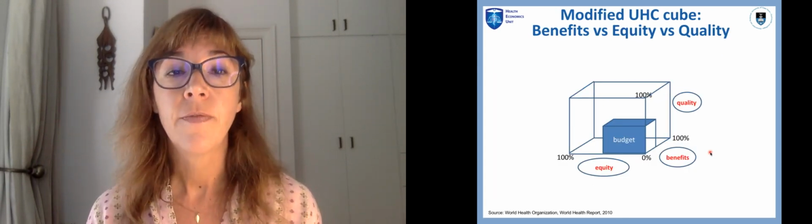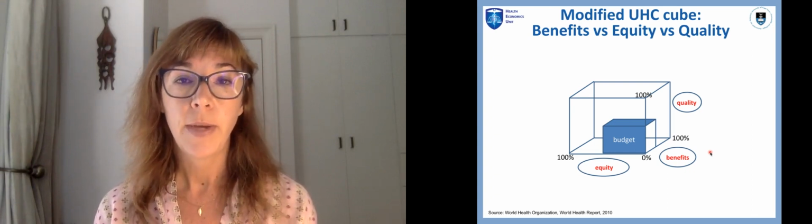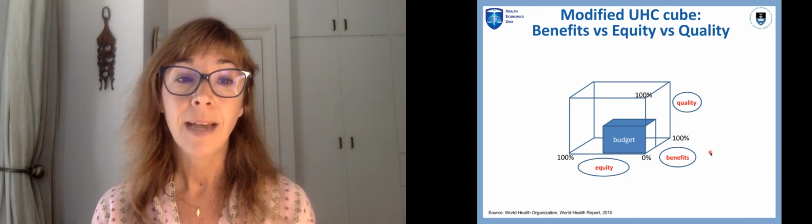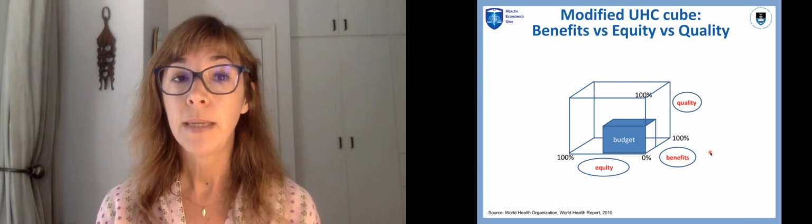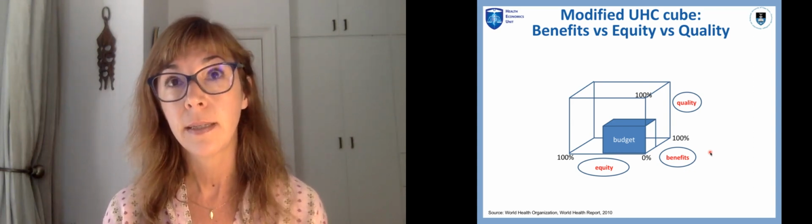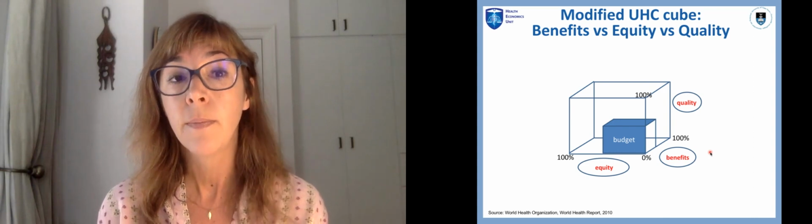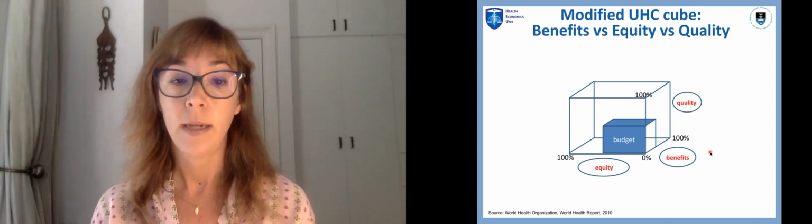Here is the second framework, which I mentioned, which I'm going to call the modified UHC cube, which helps us to understand the trade-offs that any health system faces between the benefits, in other words, the medicines, the diagnostics, the vaccines, the models of care, so the benefits of the system, versus equity and quality.